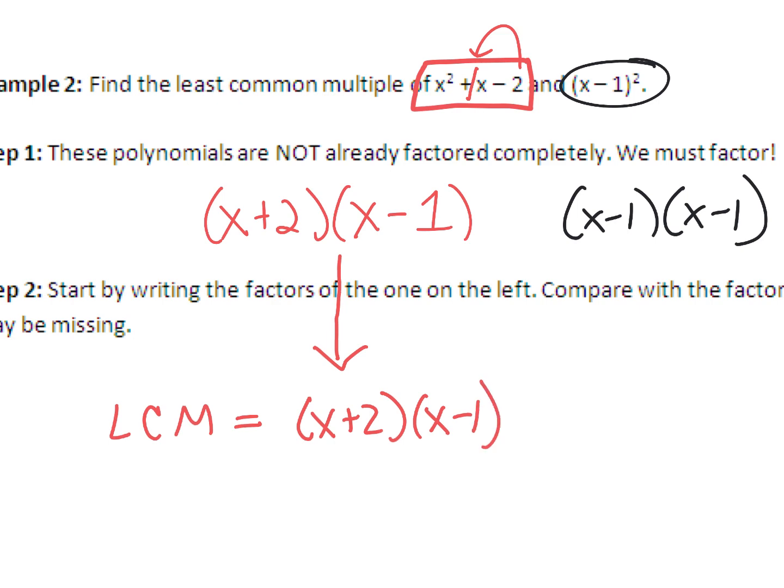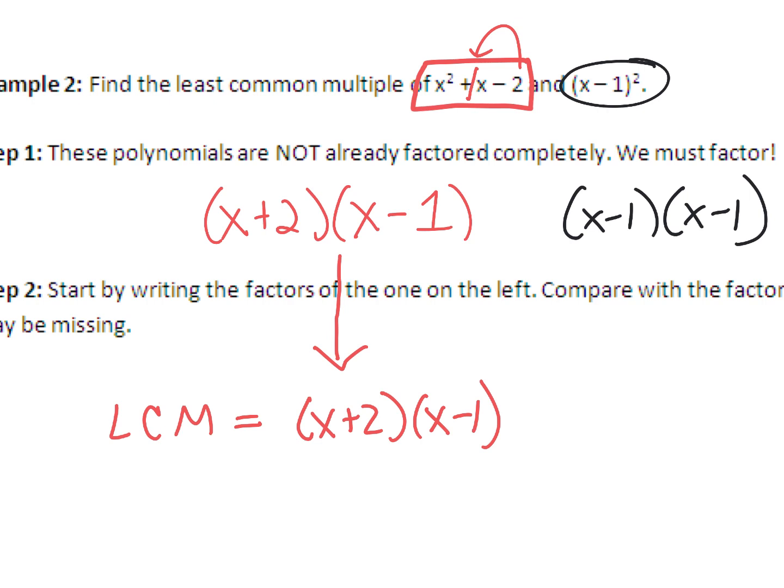And then I use my eyeballs to compare what I have written, x plus 2, x minus 1, to the factors that are in that second quantity. And I have to ask myself what's missing. Anybody know? Take a guess. Little intellectual risk taking. Go ahead, Mason. It is an x minus 1.